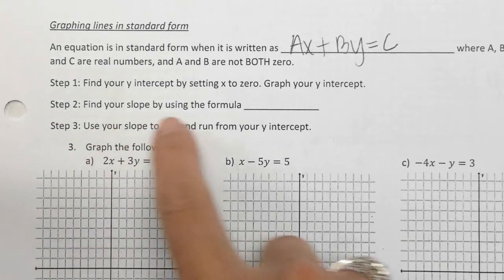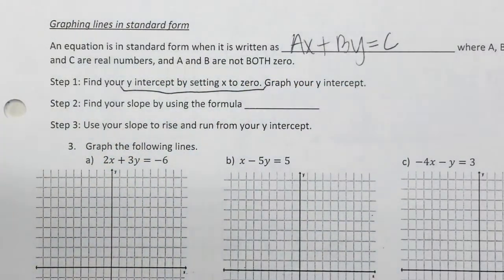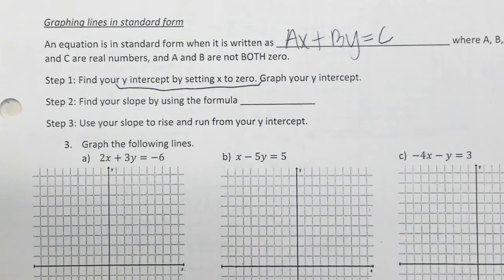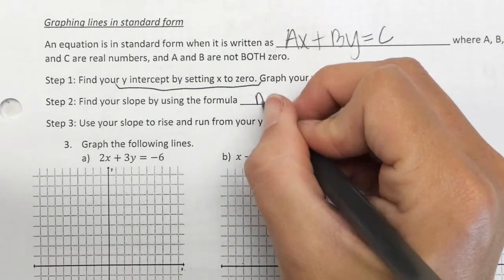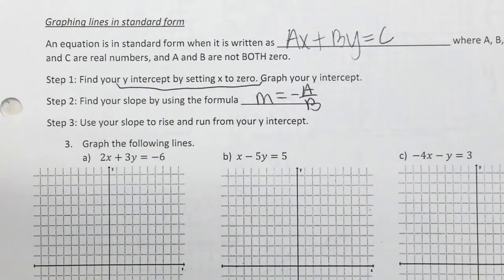Alright, so first, to find your y-intercept, the same thing we did earlier, you set x to 0. That's what we did in the beginning of the notes. To find your slope, you use this formula when it's in standard form, and only when it's in standard form. Negative A over B when it's in standard form.